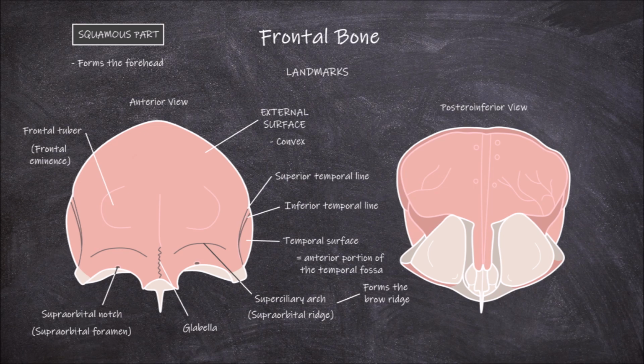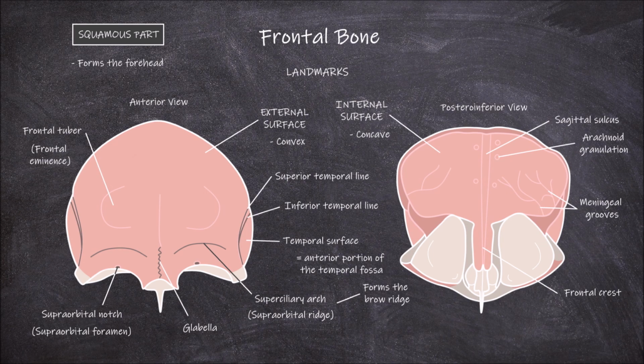The second surface is the internal surface. This surface is concave in shape. Along the midline of the upper to middle regions of this surface is a groove known as the sagittal sulcus. The edges of the sulcus go on to form a ridge down the rest of the midline of the surface known as the frontal crest. Along this surface are grooves for the meningeal vessels known as the meningeal grooves. Near the sagittal sulcus are small depressions for the arachnoid granulations, also known as the pacchionian granulations.